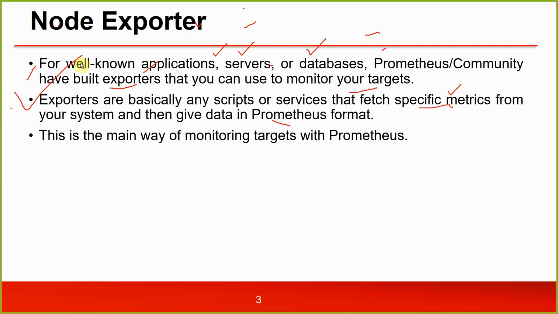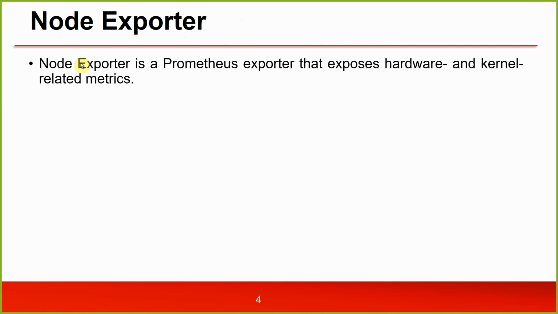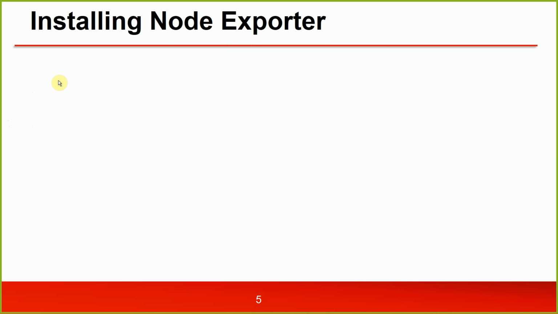This is the main way of monitoring a target with Prometheus. Node exporter is a Prometheus exporter that exposes hardware and kernel related metrics from your Linux machine. Therefore, you can use Node exporter to monitor file systems, disk, CPU, network statistics of your computer system. That's precisely what Node exporter is.